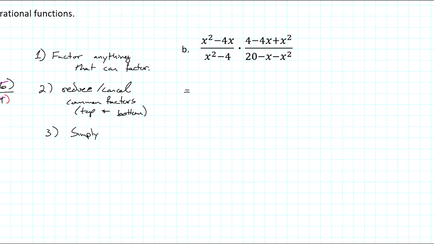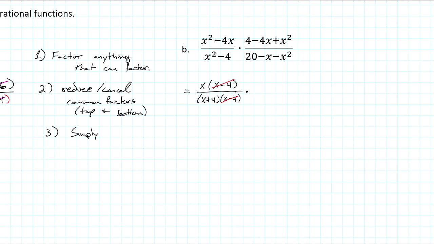x squared minus 4x over x squared minus 4, all times 4 minus 4x plus x squared over 20 minus x squared. Okay, the x squared minus 4x on the top of the left fraction, we can factor out an x, and we'll be left with x minus 4. On the bottom of this first fraction, we have a difference of squares, x squared minus 4. This can factor as x plus 4 times x minus 4. And we'll see that we're going to be able to cancel the x minus 4s right away.